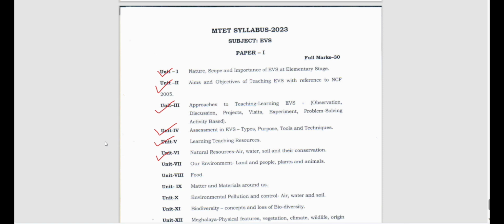Now water. What is water? Chemically, H2O means water, right? There are different sources of water. Water comes from the hills. We find water in ponds, lakes, rivers, oceans, right? Wells, underground water. Then we have soil. Soil means the land, right? The land where we stand, where we sit, where we build our houses.